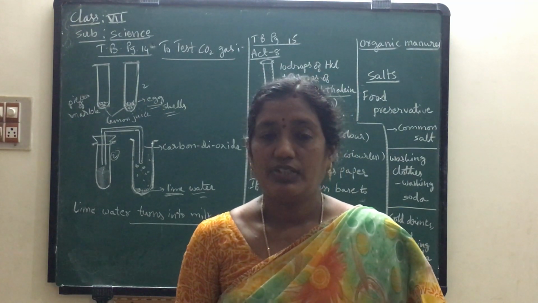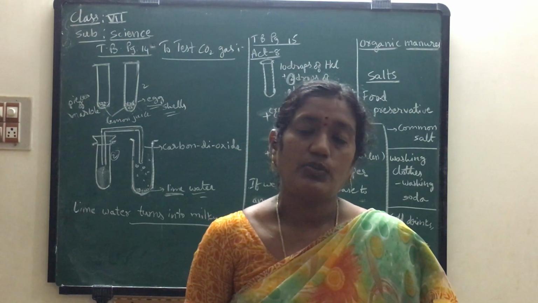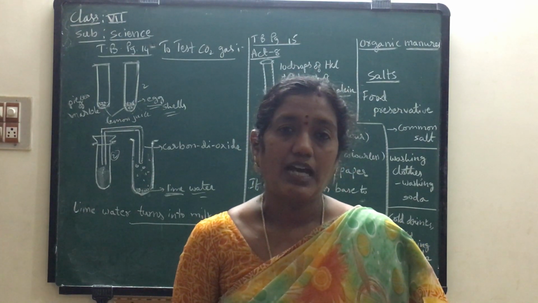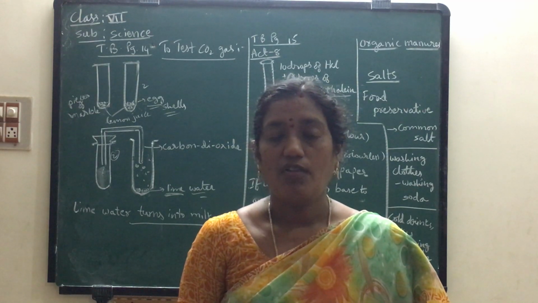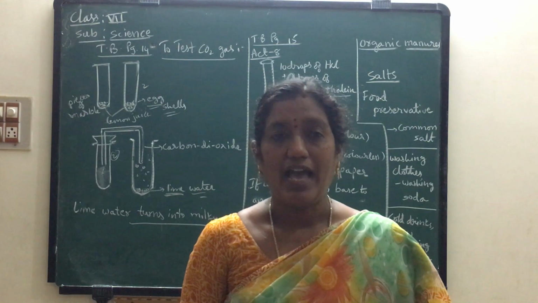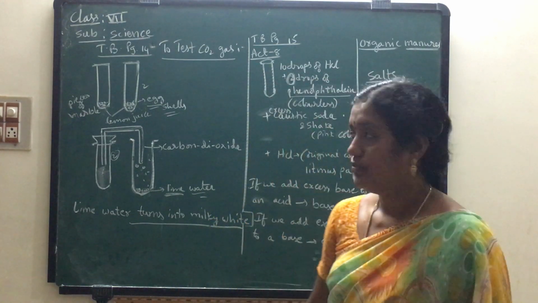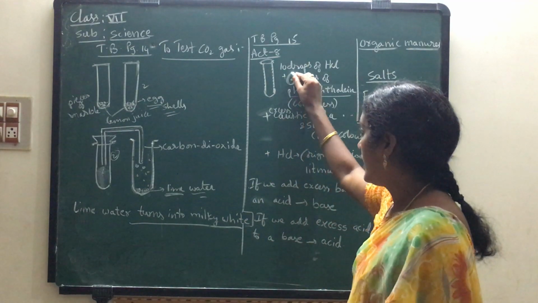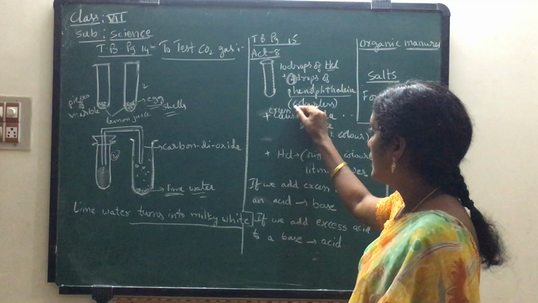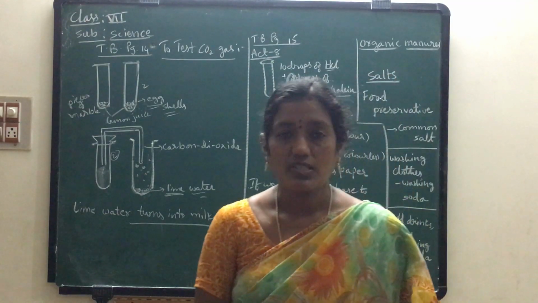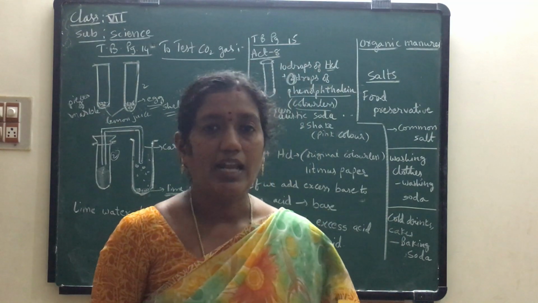Do you remember children, when you add phenolphthalein indicator to an acid, it becomes colorless. There is no reaction of the phenolphthalein indicator with acids. I told you in the previous class. Once again, you will read it after that, children. So if you add these 2 drops of phenolphthalein indicator to this HCl, then that solution becomes colorless. That means no color.